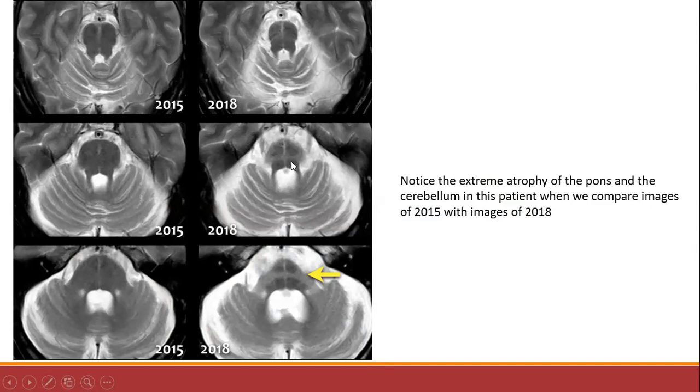MSA is, the majority of the time, a clinical diagnosis. So you have a typical patient with symmetrical Parkinsonism, forward stoop, bladder symptoms with urgency and incontinence, and pyramidal tract involvement with brisk reflexes, then you think of a diagnosis of MSA. Even if the sign is not showing on the MRI, it's a clinical diagnosis.